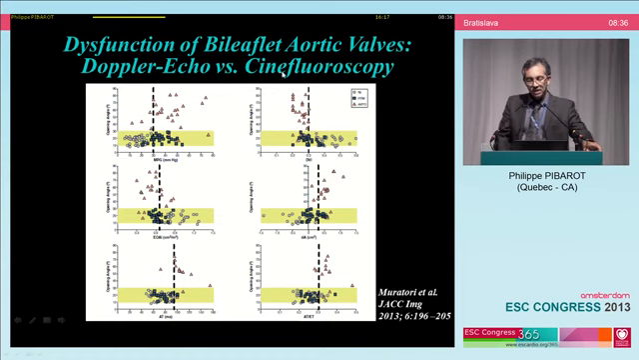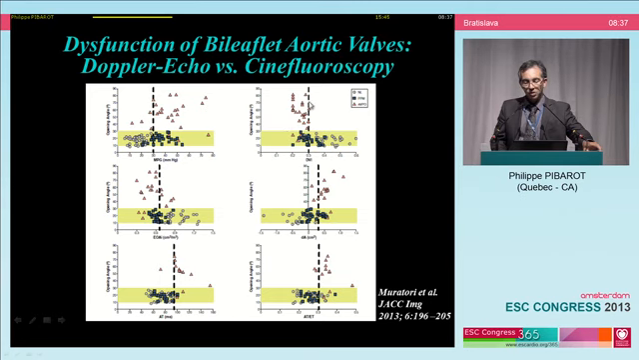And this is what has been used in this recent study published this year, where they used cinefluoroscopy to separate patients with normal function, the gray circles, versus those with dysfunction, the red triangles. And you also have the patients with prosthesis-patient mismatch, the dark blue squares. And you see again that the gradient is not good to separate these patients. Effective orifice area, actually the indexed effective orifice area, is not good either. Acceleration time, also a big overlap.